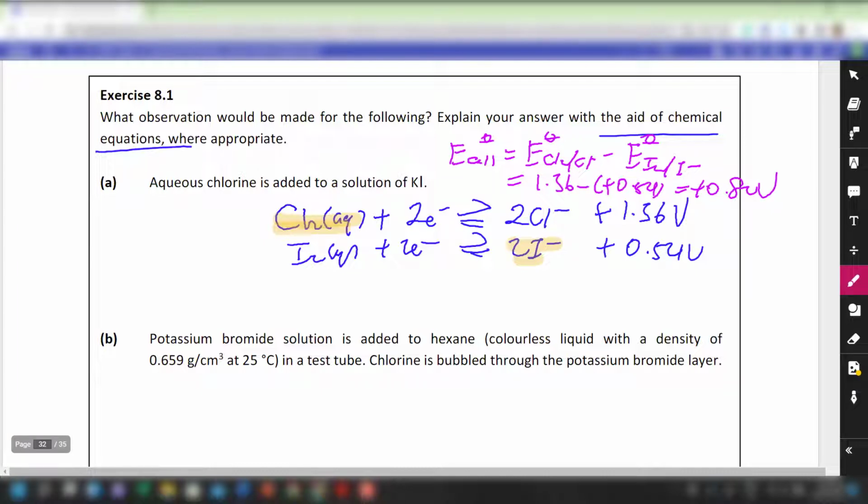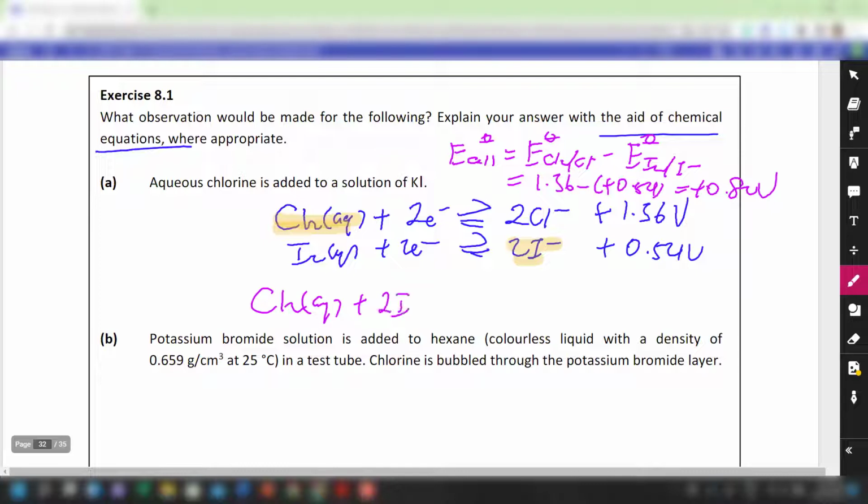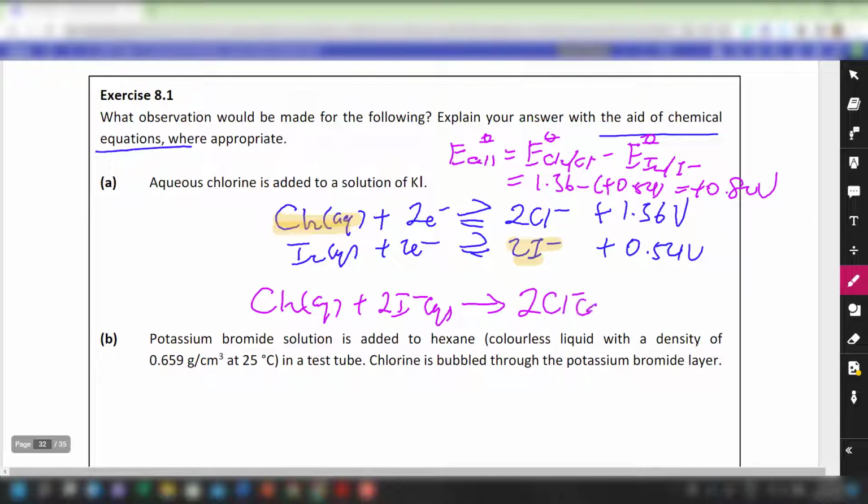And then for the balanced equation, it will be Cl2 plus 2I minus, with a full arrow because this is the reaction that's taking place, giving 2 chlorides and I2. So the observation will be: colorless solution of KI turns brown.